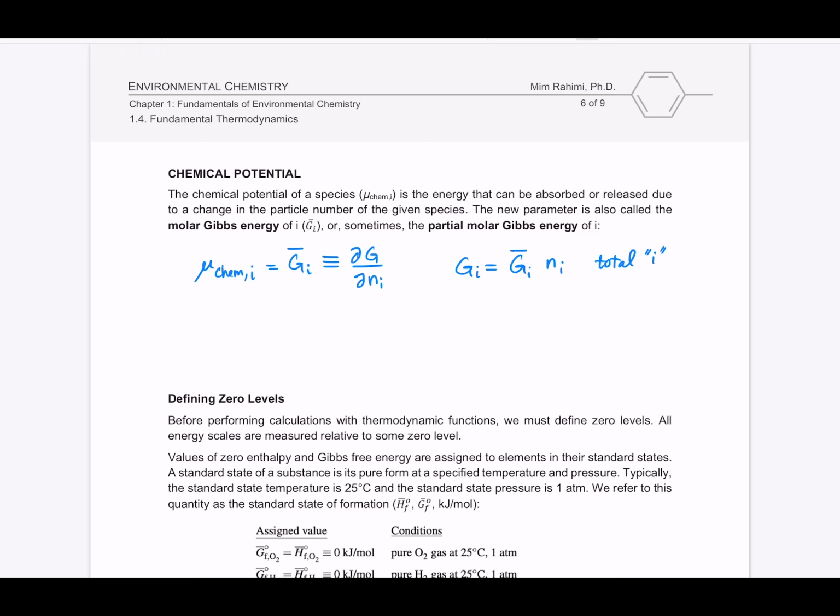We can do the same thing for other components. So basically, if we expand this, then the total G of the system would be all the GIs, which means all the normalized GIs times Ni. So this is basically the total system.